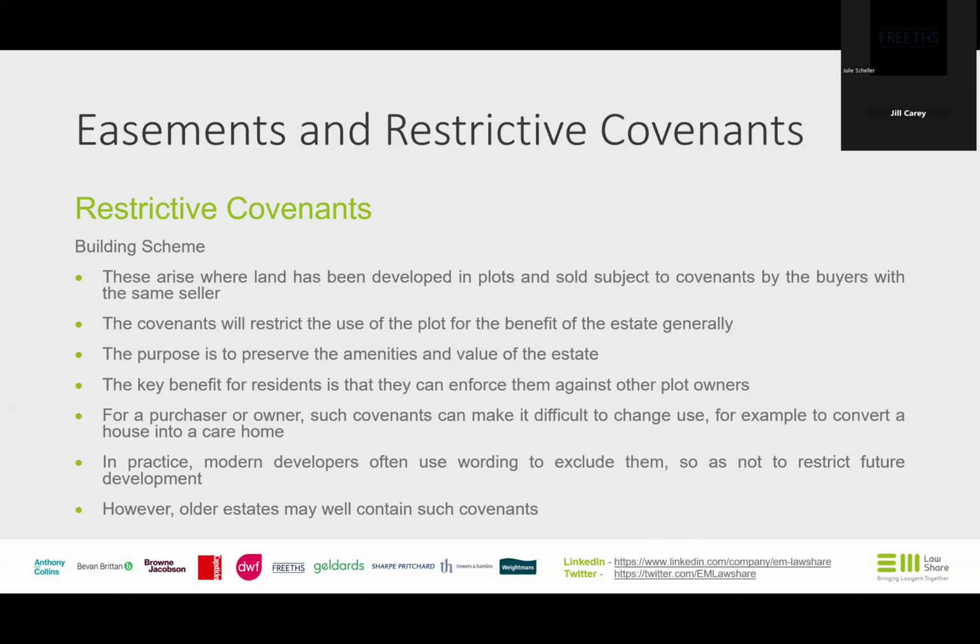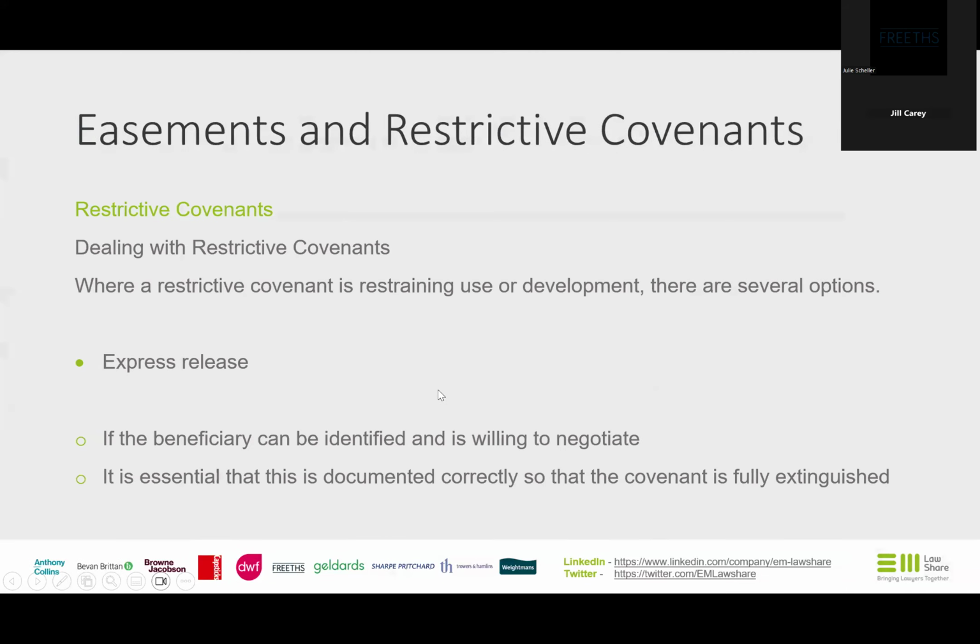It can make things difficult, though, if you are looking to acquire a site. For example, say you want to acquire a house and convert it into a care home. If there are covenants on the overall estate to use it as, say, a single dwelling house for one family, that could then make it difficult. We do tend to see modern developers will usually exclude it. So they put wording in that says something like, you can change whatever you like, and there will be no building scheme. But people weren't as aware of them 50 odd years ago. So they do still come up all the time where people are acquiring properties for development where there may be a building scheme in place.